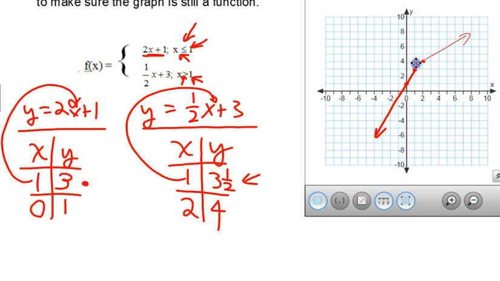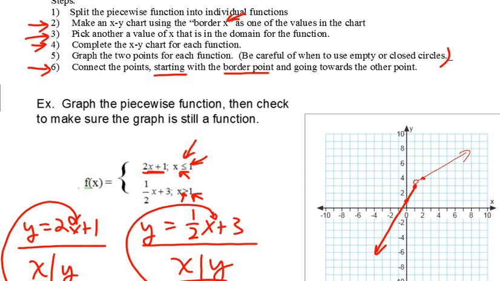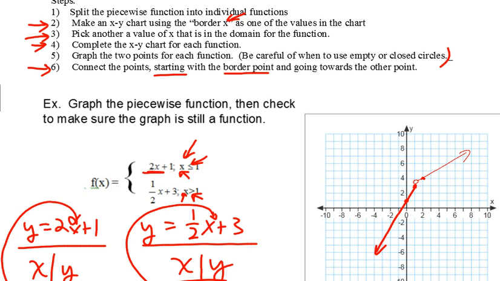The last thing I need to do is make sure that what I have is still a function. After I've graphed my piecewise function, I make sure to check using the vertical line test that I'm still following the function rule. So imagining my vertical line here, dragging it across. Let's see, no points, 1 point, 1 point, 1 point, 1 point. At that border, that's only 1 point since one of the points is empty. 1 point, 1 point, 1 point.